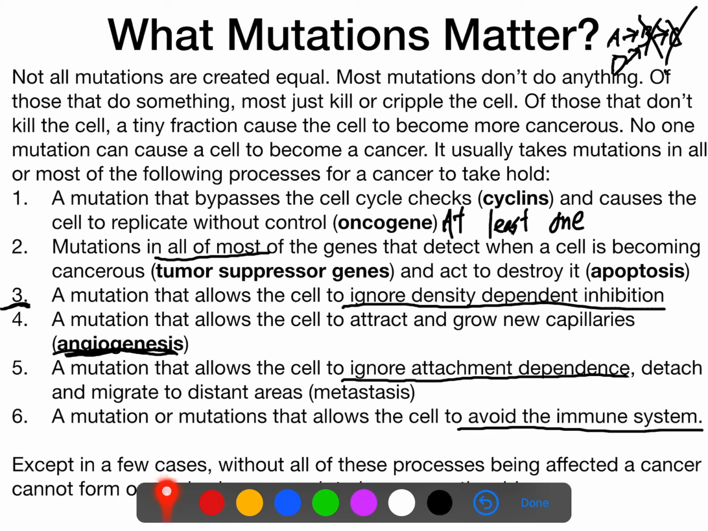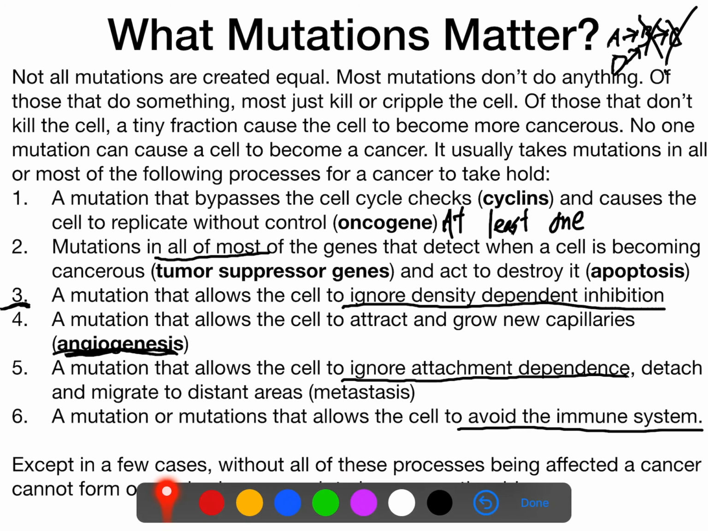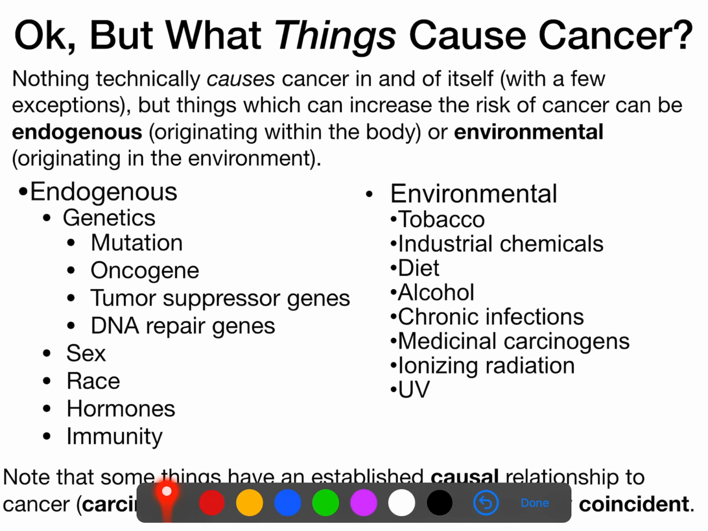Probably not completely avoid it, but that makes it somewhat resistant to the immune system. In general, at least if we're talking about hard cancers, leukemias and blood cell cancers are a different issue. But for most cancers, unless you do all of these steps, it probably won't ever get large enough to become noticeable and cause you problems. At least not cancer problems.